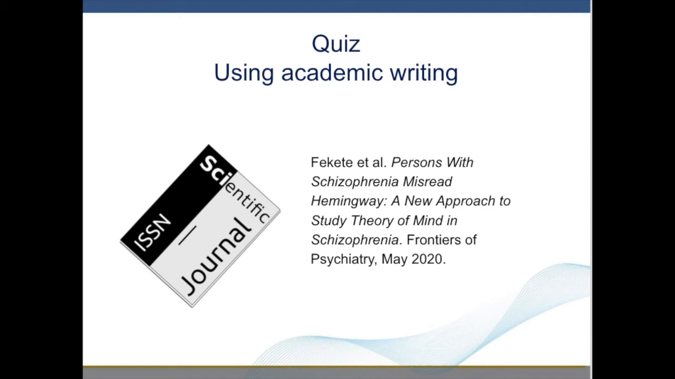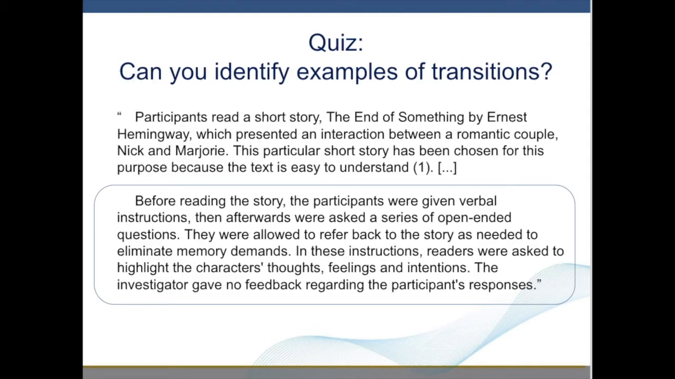This second example, which we will use for our quiz, is from Persons with Schizophrenia Misread Hemingway, a new approach to study theory of mind in schizophrenia, an original academic research article published by Fekete et al. in Frontiers of Psychiatry, May 2020. There are implicit and explicit transitions between the two paragraphs and between sentences found in the second paragraph in this example text. Can you spot the transitions? Take some time to analyze the text. You can pause the video and then we'll go over it together.